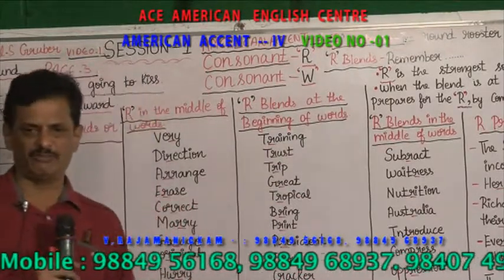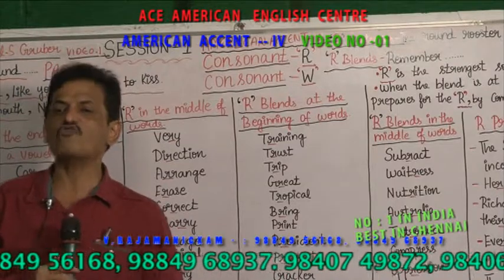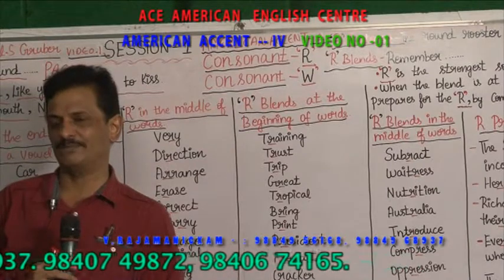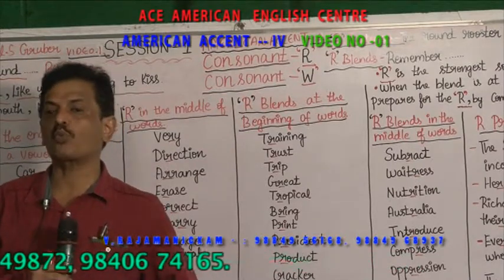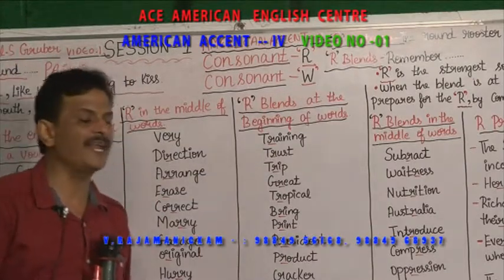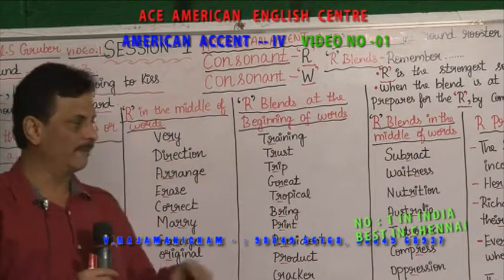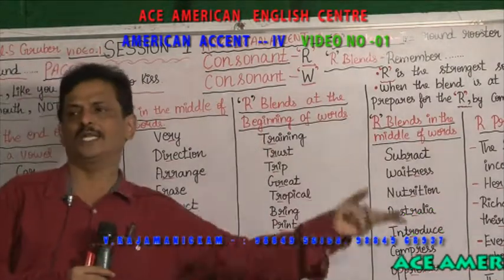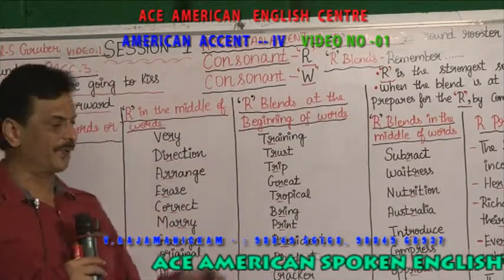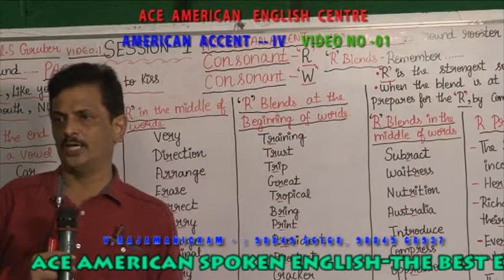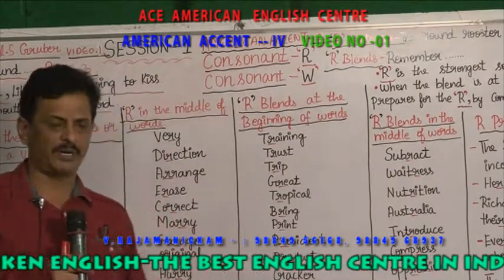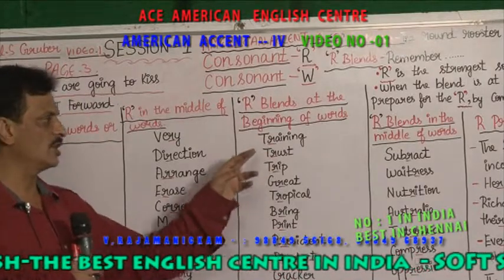T-R-A-I-N-I-N-G. What do you mean by that? Training, isn't it? You have to start with R. Training. The T sound is reduced. Training. R should be more stressed, not T. When T, R blends with a consonant in the beginning of a word, then that consonant, which is other than R, should be less stressed and R should be more stressed.